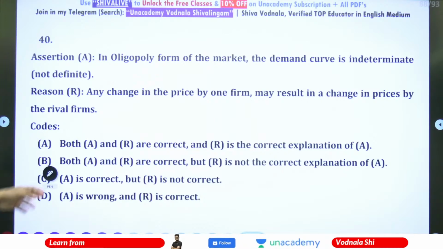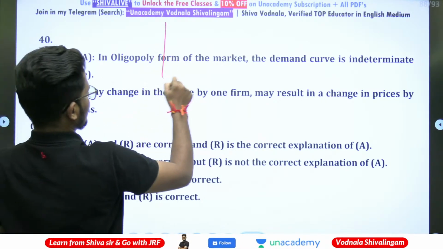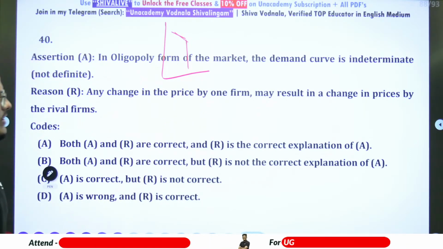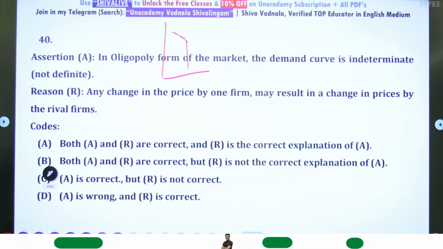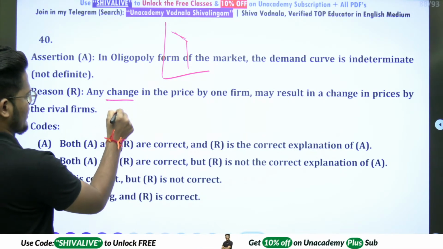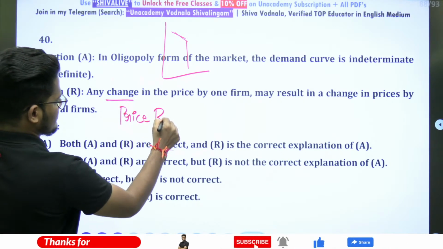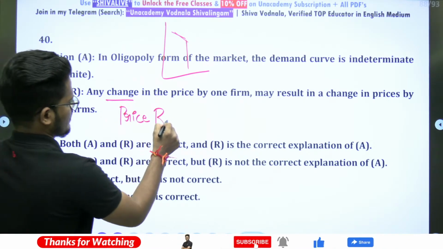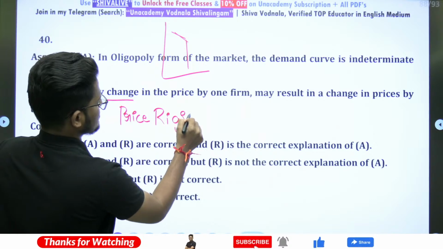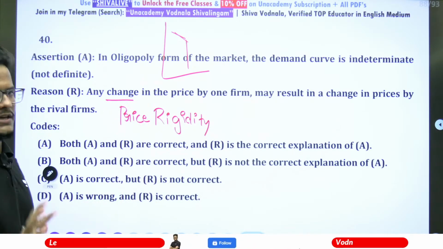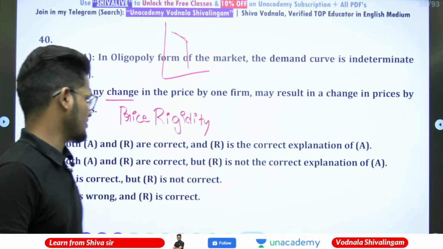Option A is the correct answer, because the oligopoly demand curve is indeterminate. The demand curve is going to be a kinked demand curve, where dual elasticity is going to be there. Kinked demand, so it is indeterminate. Any change in price by one firm may change the prices of the rival firms. That is why they will follow price rigidity. The assumption is that to avoid price rivalry, they will keep the price almost constant. But if any one firm changes it, obviously that will impact in a negative way for sure.